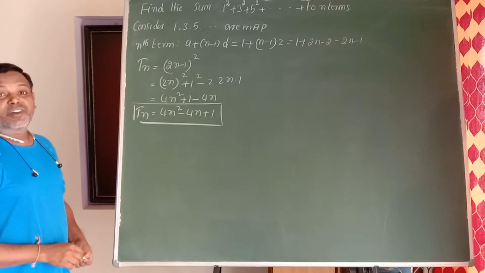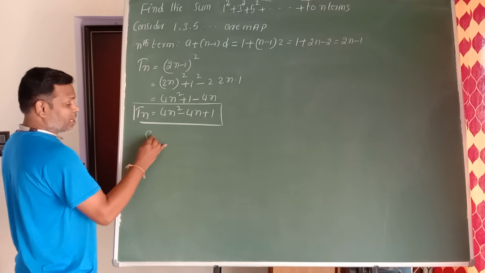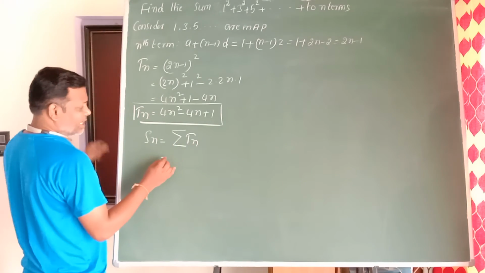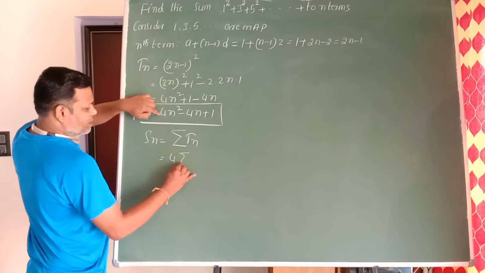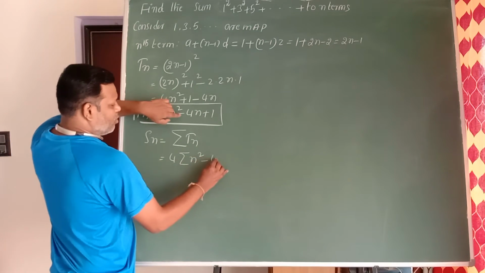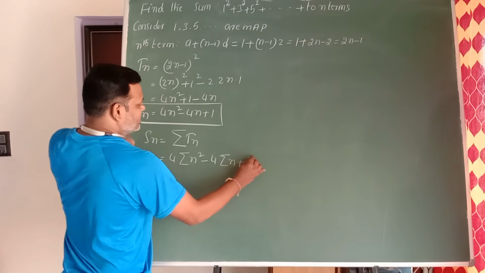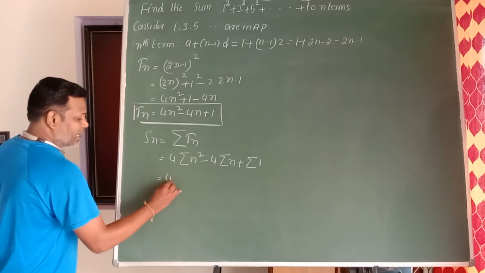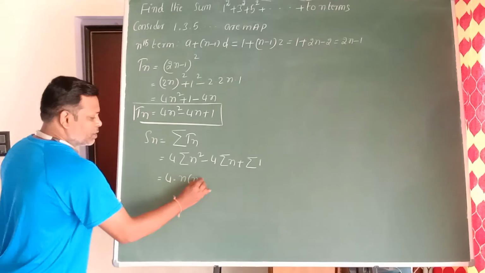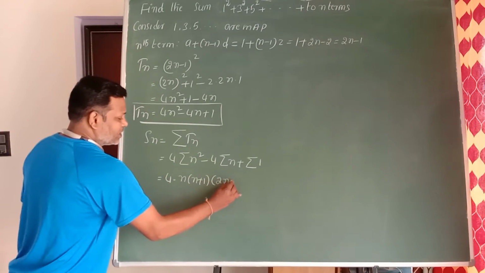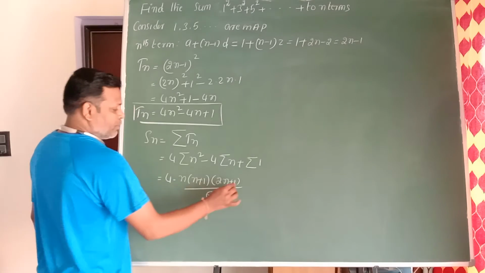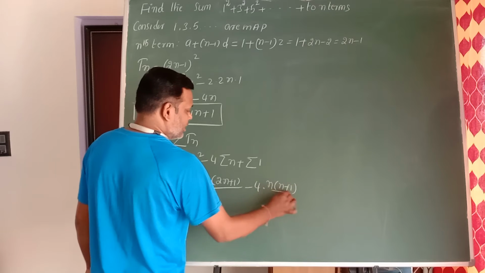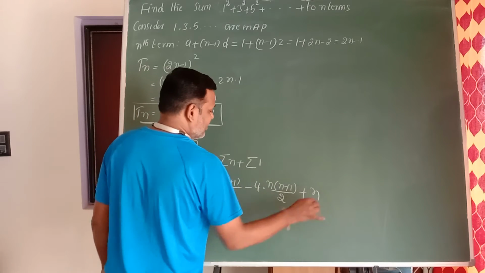Okay, dear children. After knowing Tn, let us find Sn. Sn is given by sigma Tn. I can directly write sigma Tn as 4 into sigma n square minus 4 into sigma n plus sigma 1. Now let us write the values of these. That is equal to 4 into sigma n square, which is n into n plus 1 into 2n plus 1 whole divided by 6, minus 4 into sigma n, which is n into n plus 1 divided by 2, plus sigma 1, which is n itself.